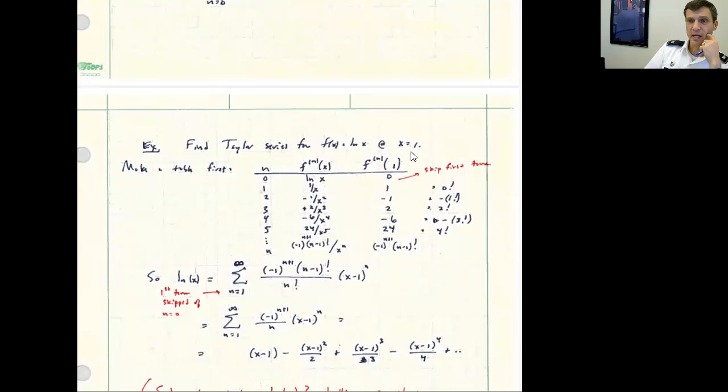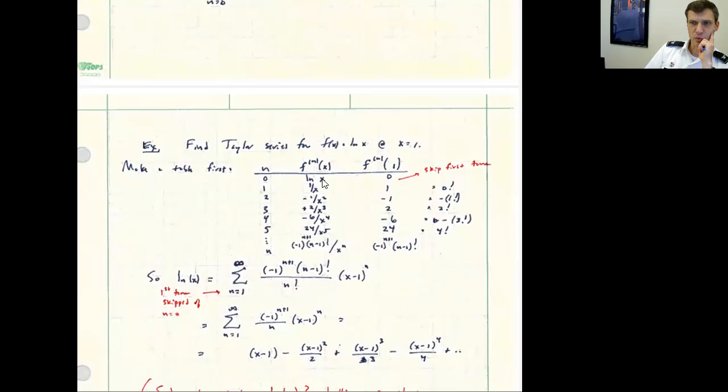So we're going to do it at x equals 1. We're going to shift it over by 1 and define the Taylor series there. So again, we're making a table with my n's and here are my nth derivatives.